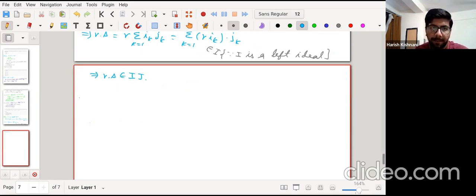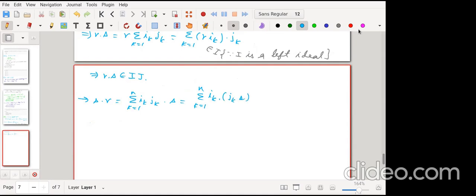Now what can you say about s dot r? So it is summation of k equal to 1 to n i_k j_k dot r, that is summation of k equal to 1 to n i_k j_k r. Now, sir, since j_k dot r will come. Yes, dot r will come.